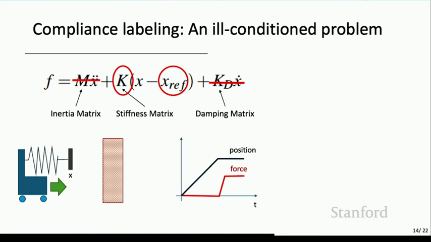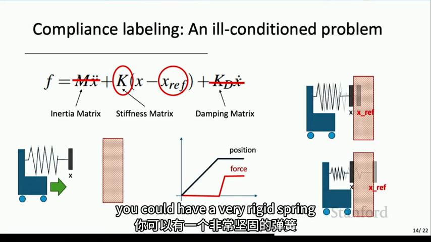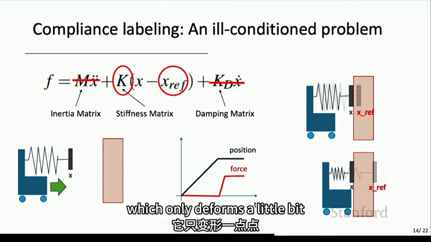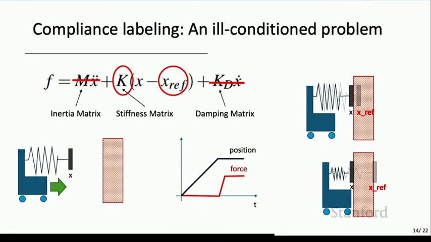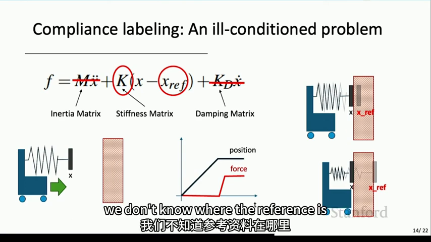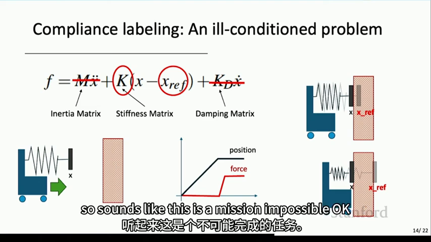Unfortunately, you cannot, because either of the two situations could happen. You could have a very rigid spring, which only deforms a little bit, or you could have a very soft spring that deforms a lot. We don't know where the reference is. That's why it's ill-conditioned to compute the spring constant. So sounds like this is a mission impossible. Okay.